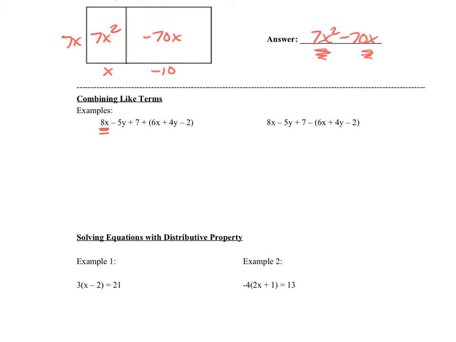So like 8x and 6x, I can combine those, and that would be 14x. The negative 5y can combine with the positive 4y, which would be negative 1y, and we would just write negative y for that. And if there isn't a letter at all, those numbers are considered like terms too, and those are called constants. So 7 and negative 2 would be positive 5. And there's nothing else I can combine because I can't combine x's with y's, and this term doesn't even have a letter, so that would be my final answer right there.